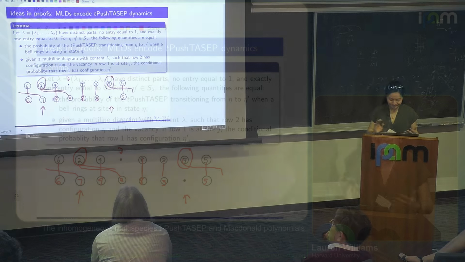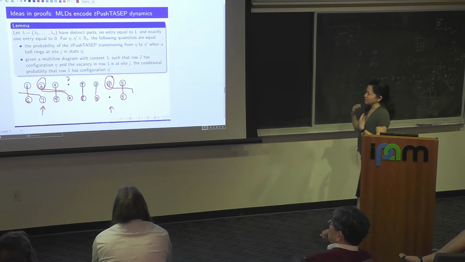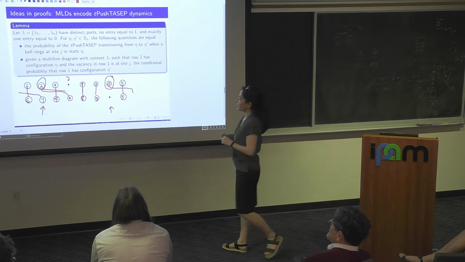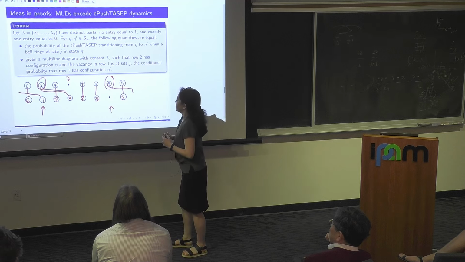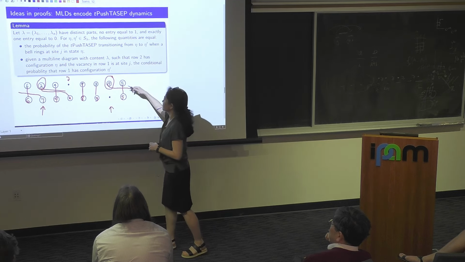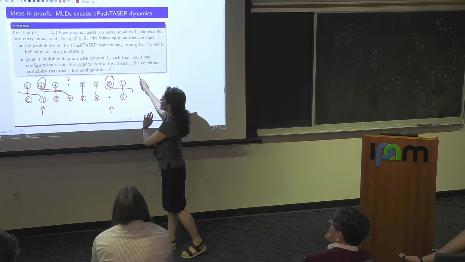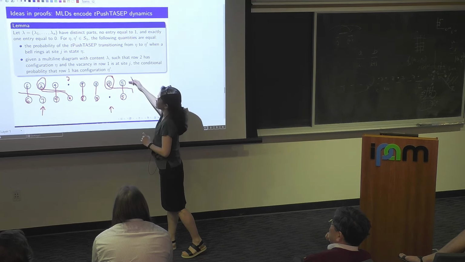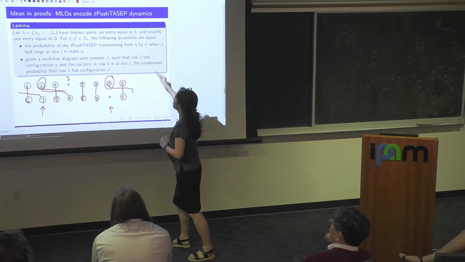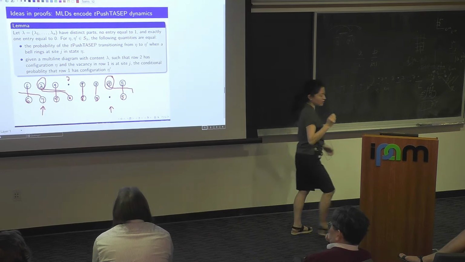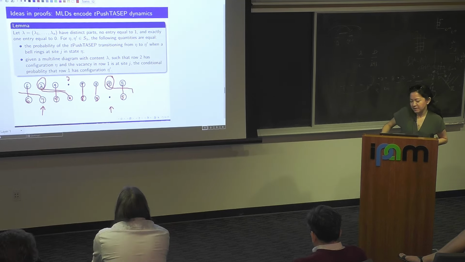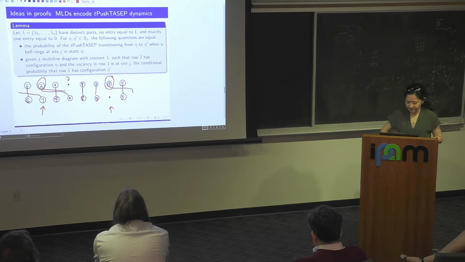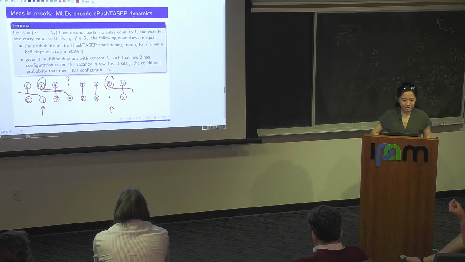Okay. So really the idea is that when you are in this special situation where we have a unique vacancy, and we also have no particle labeled 1, which is why the content of these two rows is exactly the same, then these two statements, these two quantities, are exactly the same. Okay, so that hopefully gives some intuition for why multi-line diagrams might be related to this t-PushTASEP.